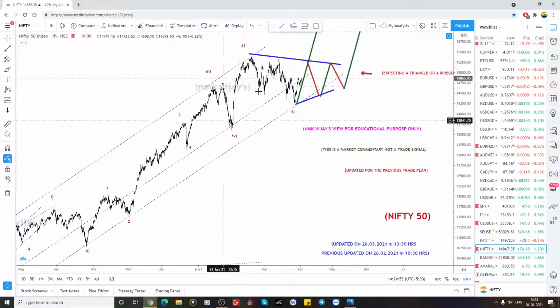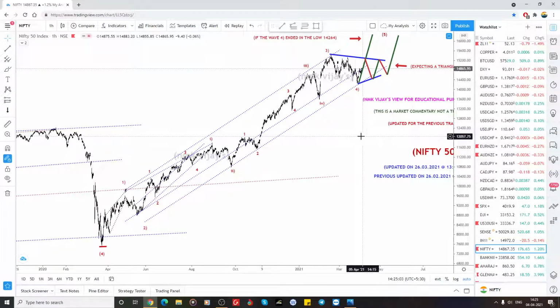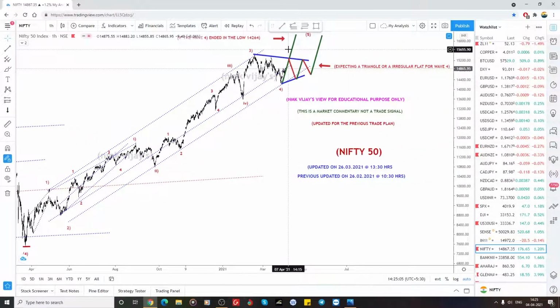So whether it has already completed the fourth wave, and from here it has to shoot for that fifth wave, or it can make an irregular flat, or it could be a triangle. So two possibilities are there now. The other one is that from here it has to shoot for 16,100, my positional target 16,200, or otherwise it's an irregular flat, and one more thing is it's a triangle pattern. So now there are three possibilities.